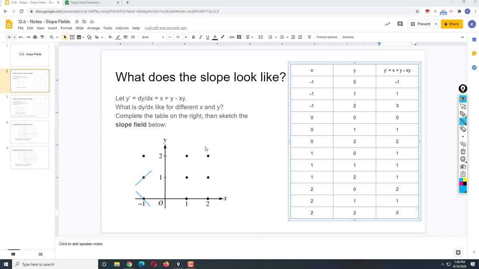At negative 1, 2, the slope is 3. At 0, 0, the slope is 0. At 0, 1, the slope is 1. At 0, 2, the slope is 2. At 1, 0, the slope is 1. At 1, 1, the slope is 1. At 1, 2, the slope is 1. At 2, 0, the slope is 2. At 2, 1, the slope is 1. And at 2, 2, the slope is 0.